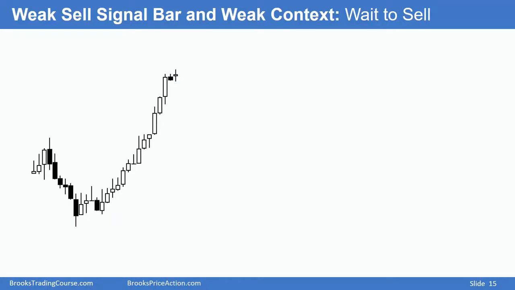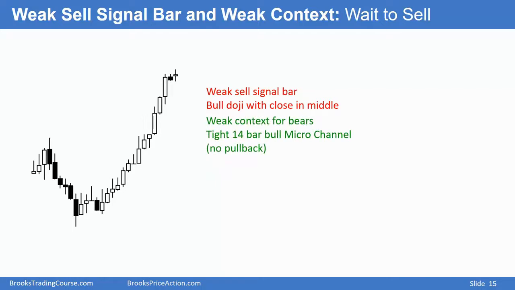So when you have a bad sell signal bar and bad context for a short, it can go down, but you need higher probability. The third thing that the market can do is reverse down. And if you get that, then you can look to sell after you see the reversal. 14 bar bull microchannel, bad context for a short. Higher probability for the bears to wait for a strong reversal down before selling.